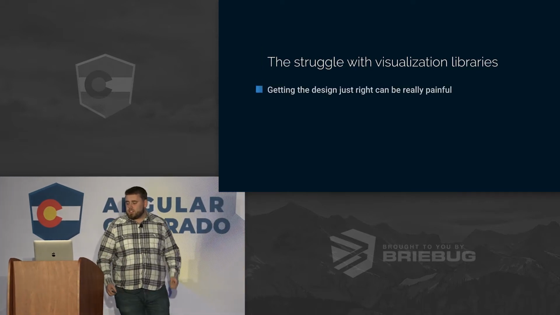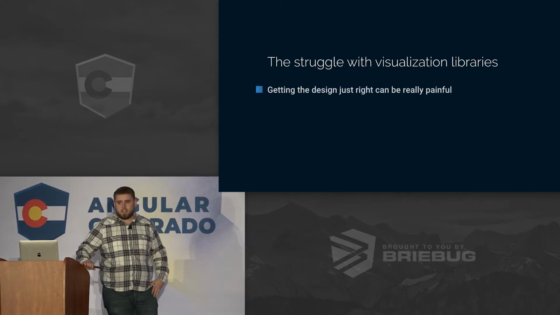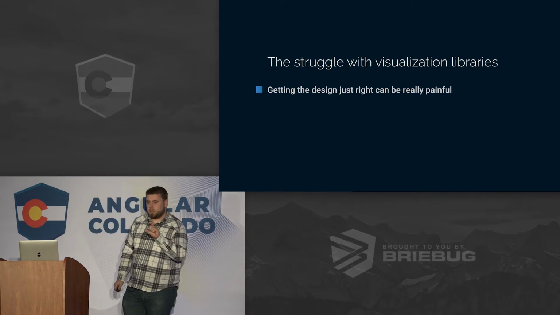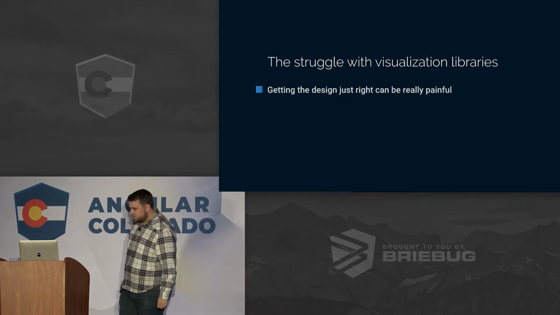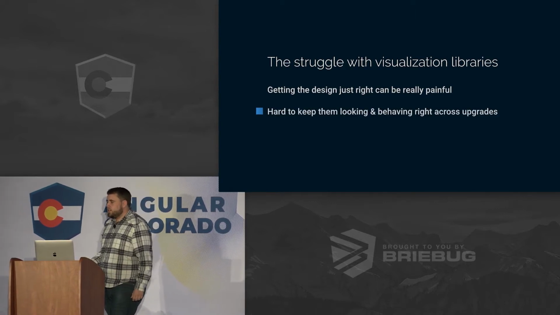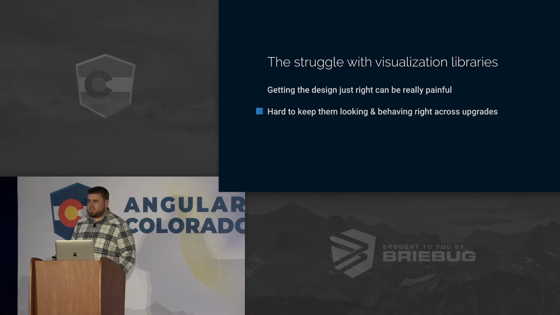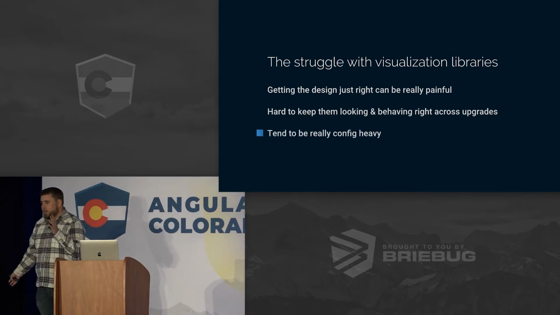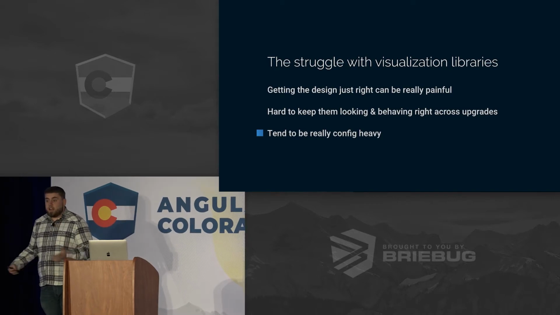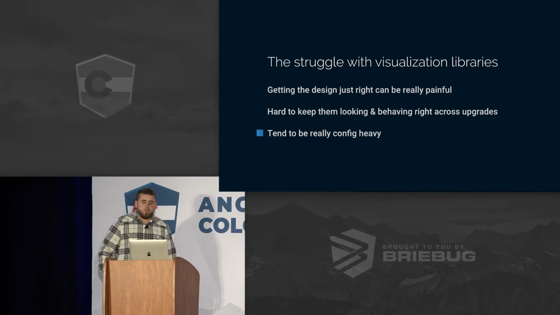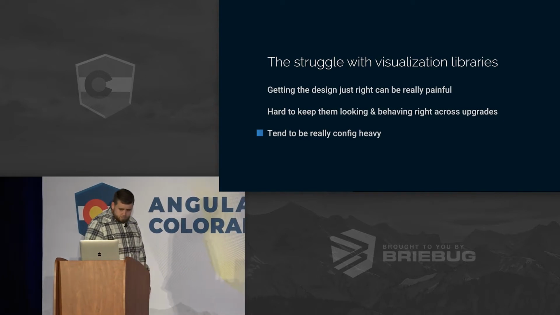Well, getting the design just right with a charting library can be very painful. You can spend a lot of time trying to get it to look the way your designer wants you to. It's hard to keep them looking and behaving right across upgrades. And I think that's partly because these libraries tend to be very configuration heavy. You pass in this massive config object to most of these charting libraries and hope you get the right result, and it's hard to keep track of what changes on that API when you're updating those dependencies.